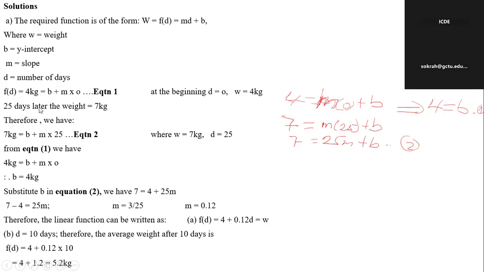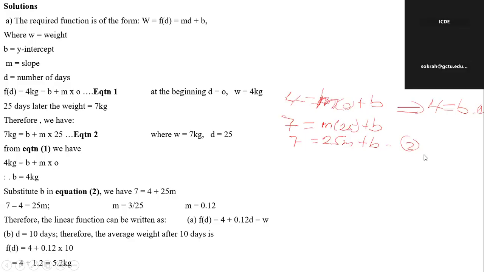25 days later, the weight of the hen was 7 kilograms. So 7 should be equal to M times... Now the day is not 0, it is 25. So the day D is 25. So you have 7 is equal to M times 25 plus B. That gives you 7 is equal to 25M plus B. That gives you your equation 2.